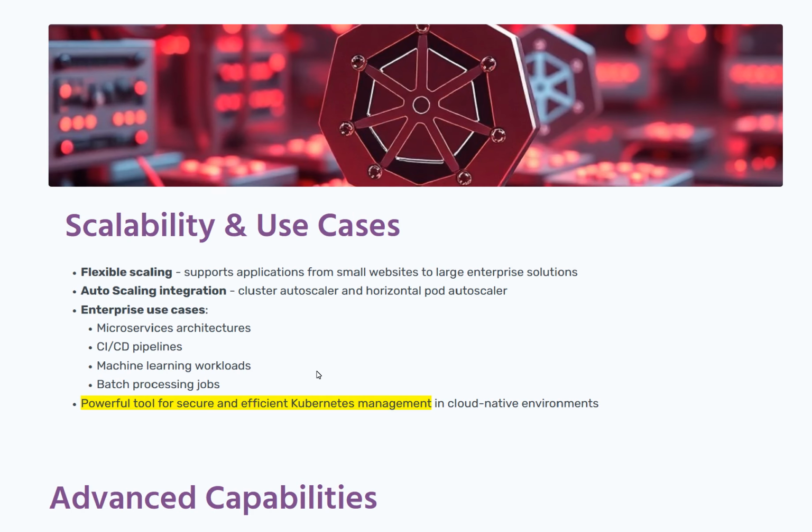All right. So scalability and use cases. We get to talk a little bit about Kubernetes scalability and use cases. Flexible scaling supports applications from a small website to large enterprise applications, right? Like in ECS, auto scaling, right? Cluster Autoscaler and Horizontal Pod Autoscaler. So like what we discussed, tenants coming and going, right? New tenants coming, it can scale automatically, right? Enterprise use cases, so microservices architecture and CI/CD pipelines.